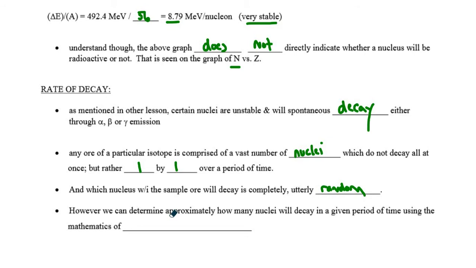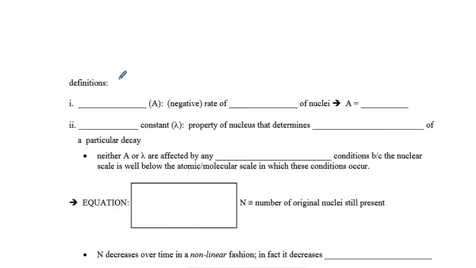However, what we can do is we can say approximately how many nuclei will decay in a given period of time using the mathematics of probability. Okay, this is a probabilistic event. So we can say how many of a given sample are going to be left over a period of time. Okay, and that's going to introduce the idea of half-life.